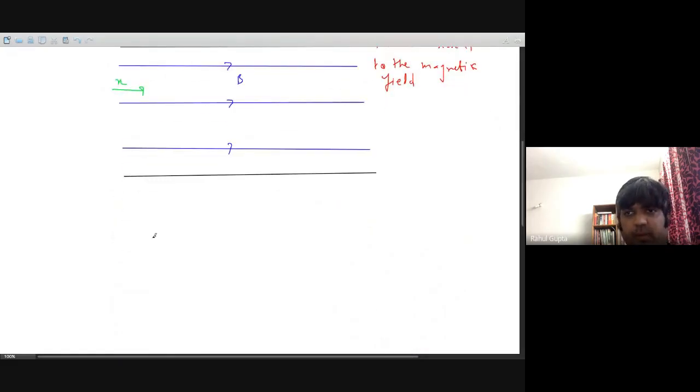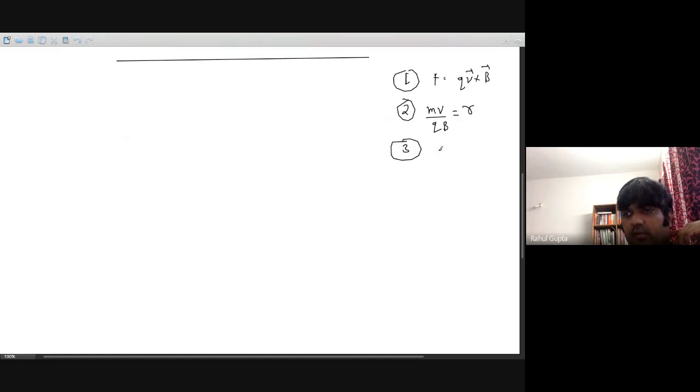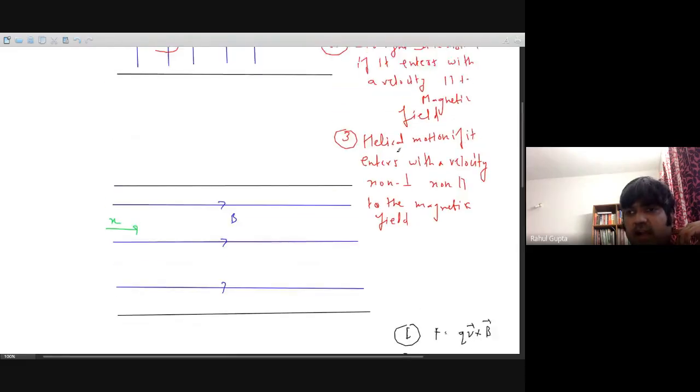Okay. So this part is clear. The motion of a charged particle is clear. Now there are two more concepts as per your syllabus in this part. First of all, the formulas so far, I will list again. Number one, F equal to QV cross B. Second one, MV upon QB equal to R. Third one, omega equal to V upon R, which gave me QB upon M. More on this a little later. So three formulas so far, note these.